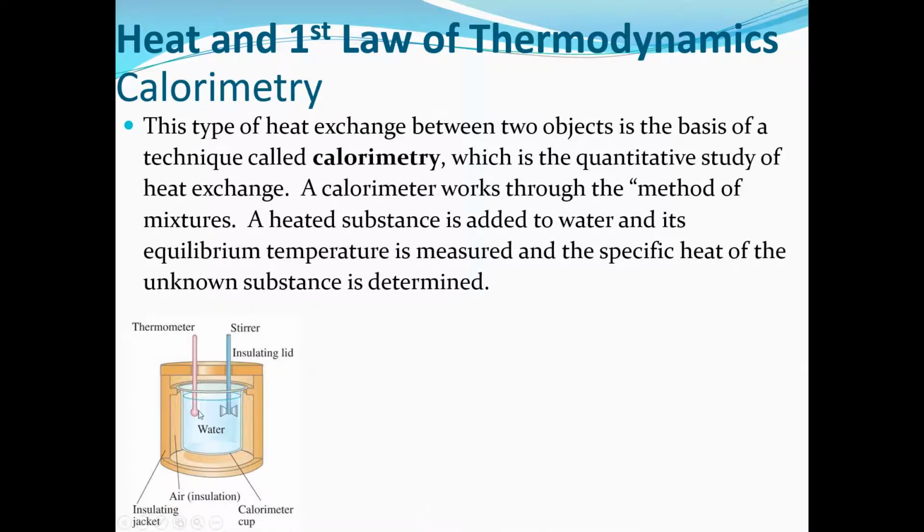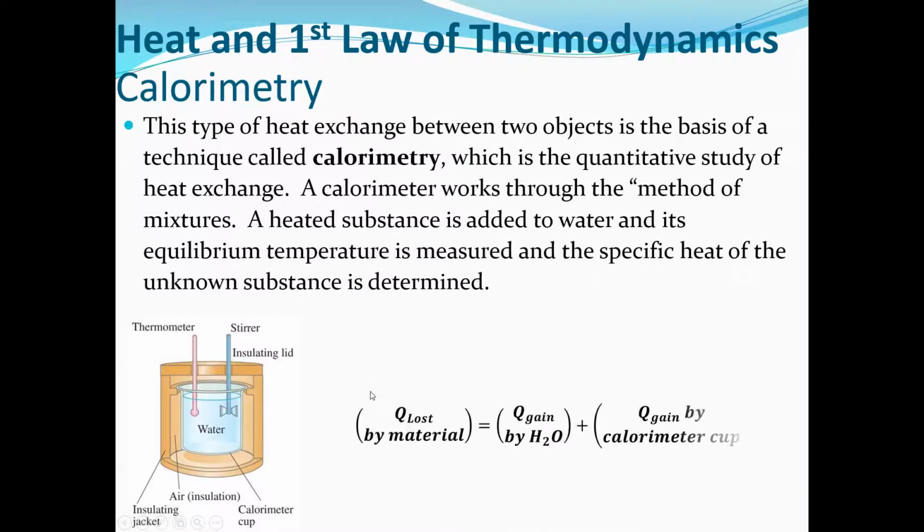You have water in a cup, and then you have a little stir and a thermometer. What you do is you put the unknown material in here, and you make note of what the initial temperature is of the water and cup system. Then you stir it around, you measure what the final temperature is, and from there you can figure out the specific heat of the unknown material. So that's what calorimetry is.